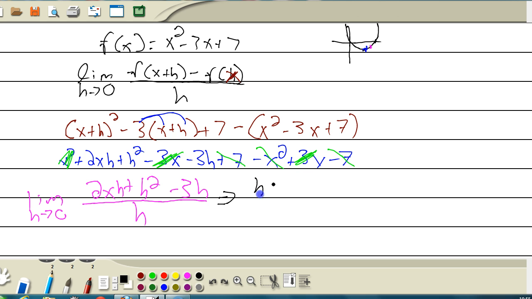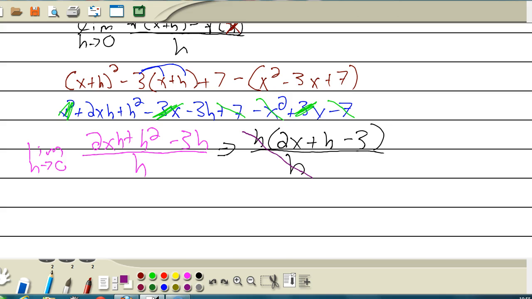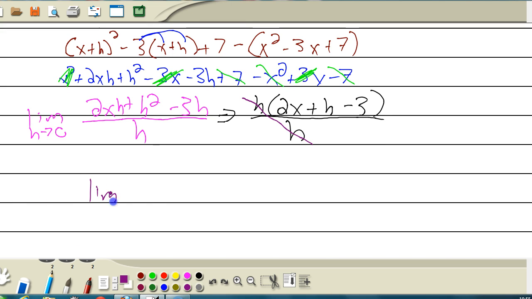So this becomes h times, we took out an h from here, so we're left with 2x. We take an h from here, we're left with just h. We take an h from here, and we're left with the 3. Divided by h. Well, you have an h on top and an h on the bottom, so they cancel out. You're left with the limit of 2x plus h minus 3 as h approaches 0. So we just plug in 0 for h. We're left with 2x plus 0 minus 3, or just 2x minus 3.